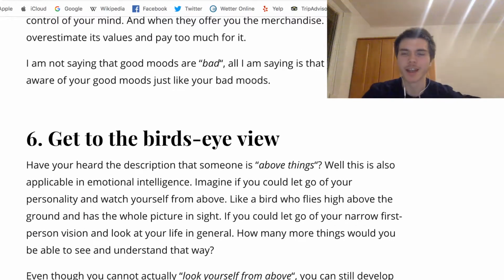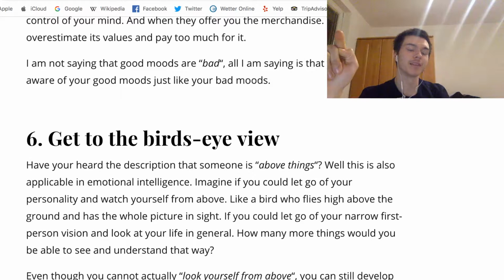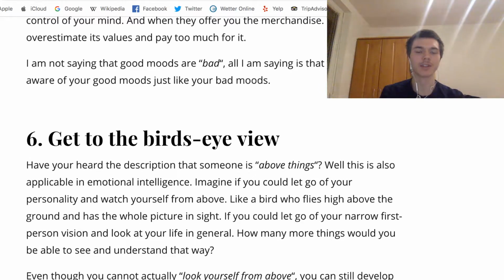And get to the bird's eye view. I don't know what this means. Have you heard the description that someone is above things? Well, this is also applicable in emotional intelligence. Maybe it is what I said, that you know what happens, so you're really clear-minded, and there are quite no emotions in the game, and you know what you're doing.